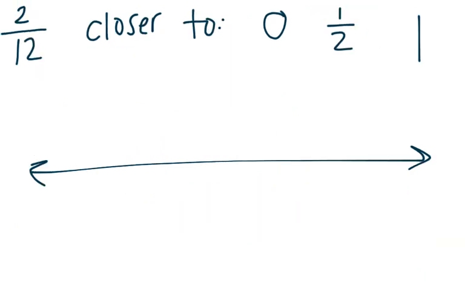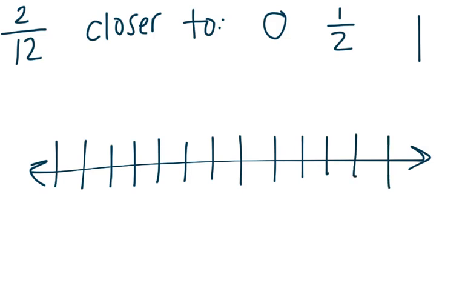Let's do another one. We're wondering if 2/12 is closer to 0, 1/2, or 1 whole. Since our denominator is 12, I know that I need 12 equally spaced pieces, so we are drawing 13 lines. 1, 2, 3, 4, 5, 6, 7, 8, 9, 10, 11, 12, 13.